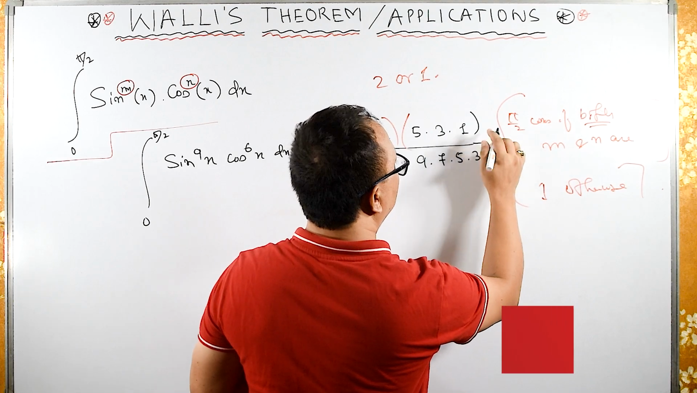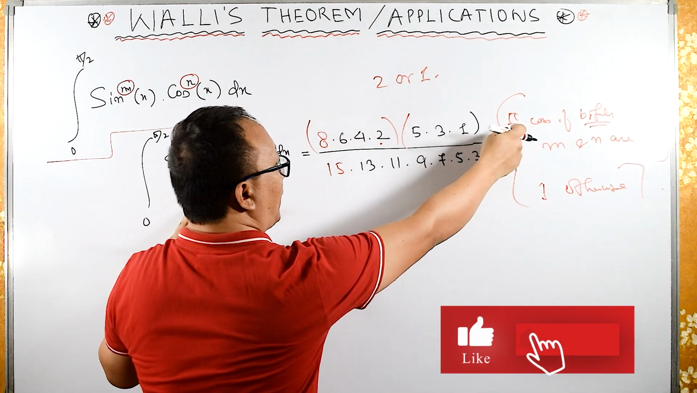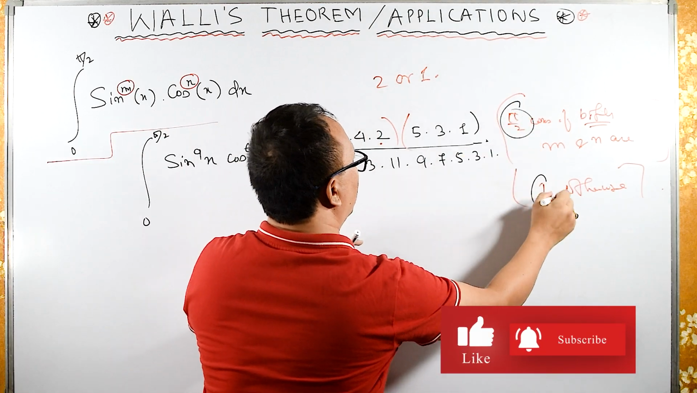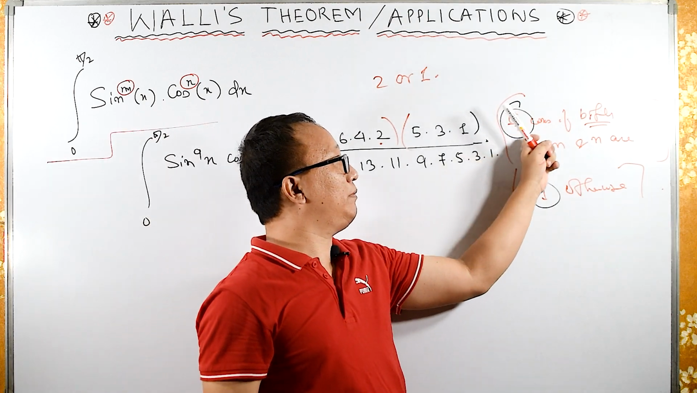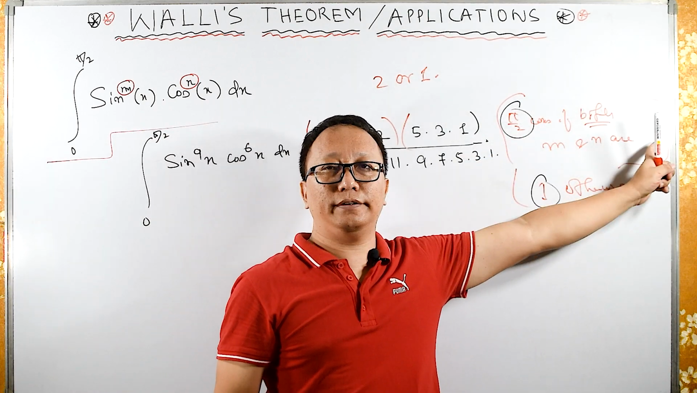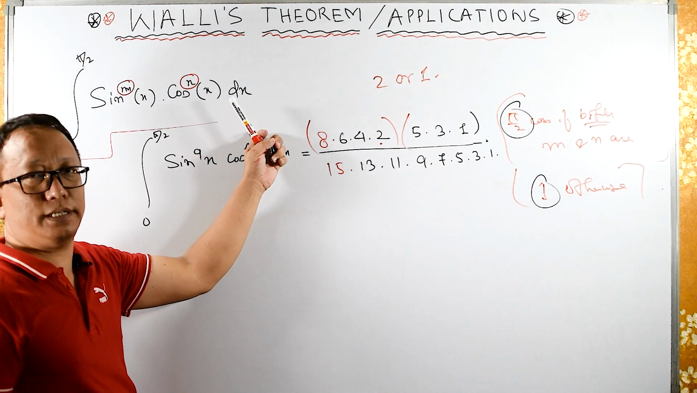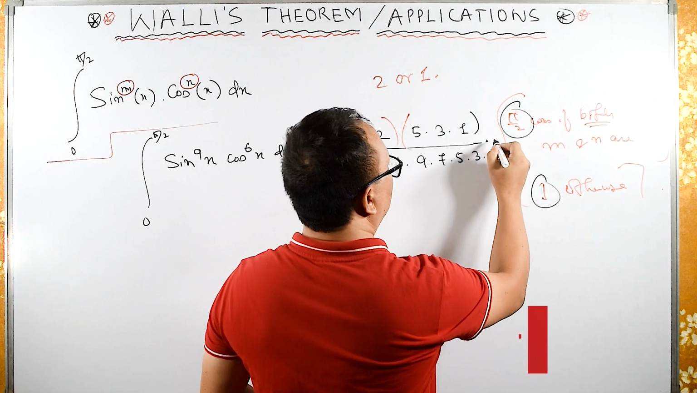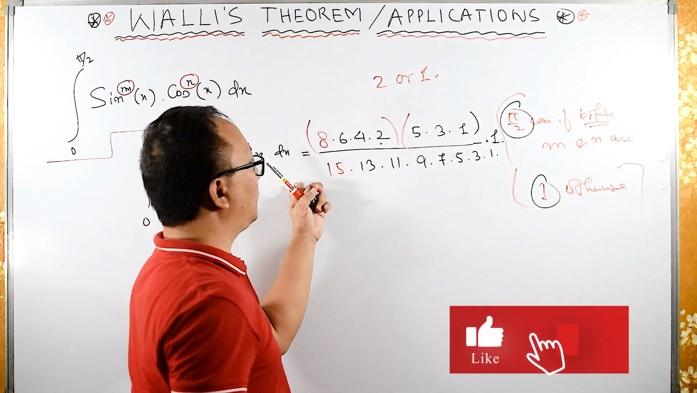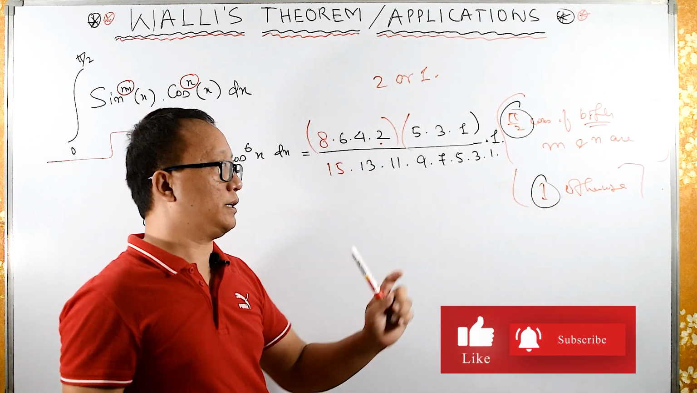What will come over here? Whether it will be pi by 2 or 1. See, pi by 2 will come if both m and n are even. Now here 9 is odd, 6 is even. Therefore 1 will come. So if you simplify this, this is the required answer.